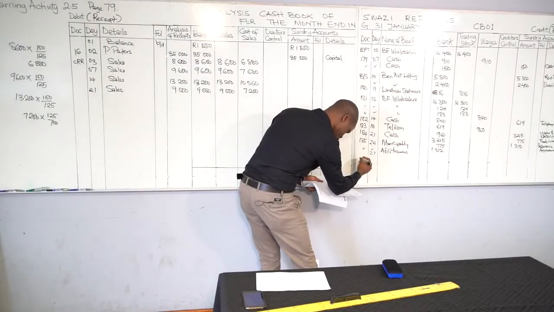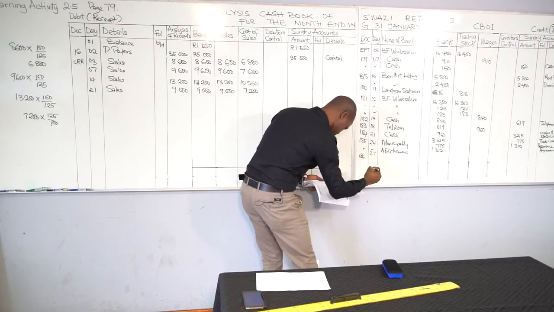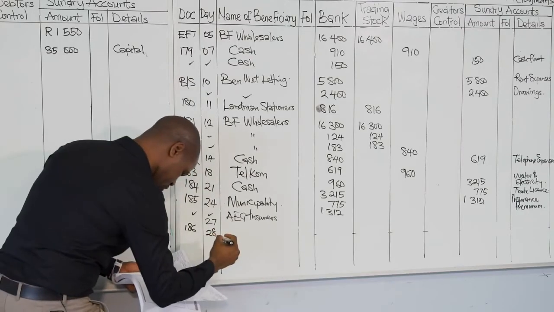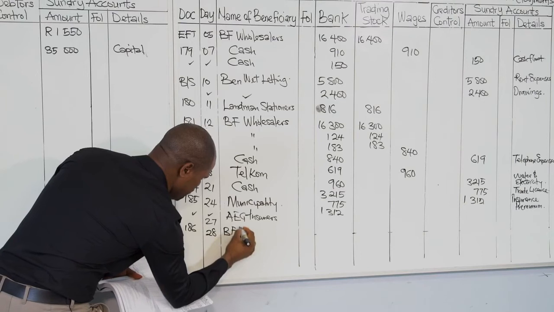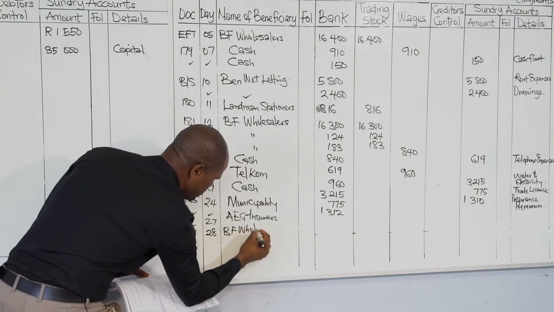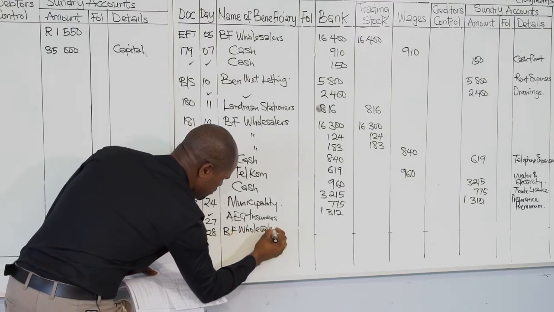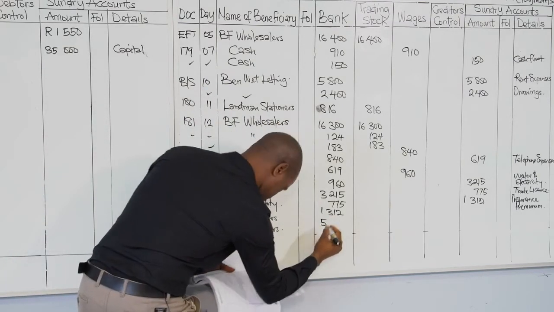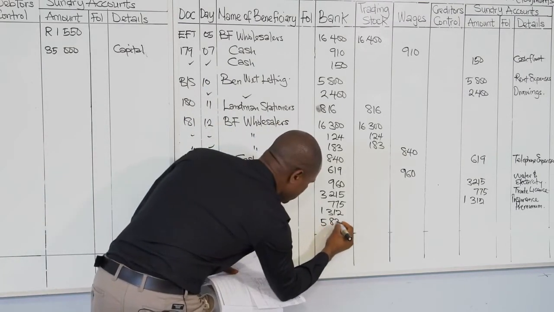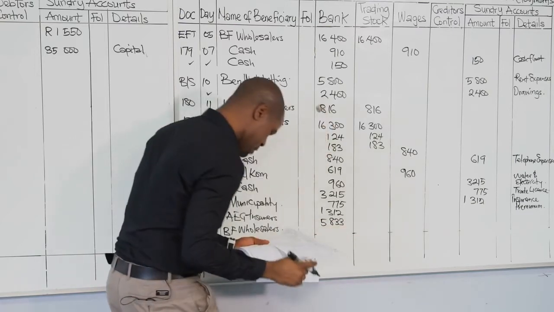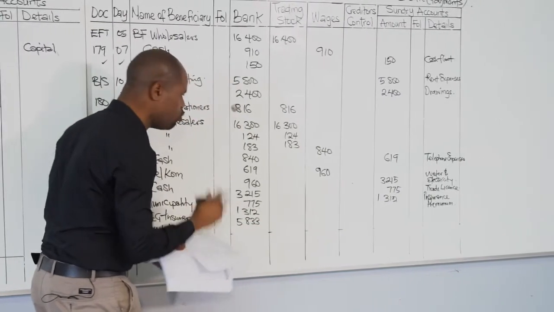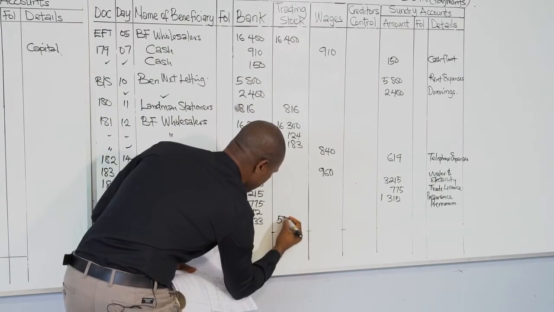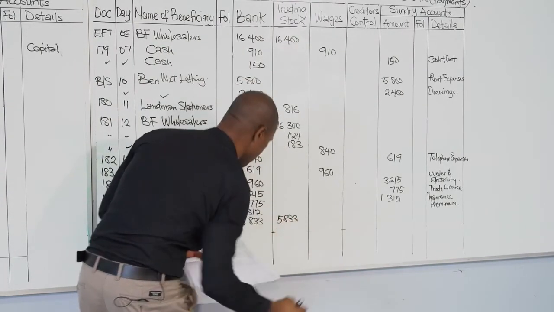The check is 186. The date is 28. The first beneficiary is FB wholesaler. The amount is 5,833. And because this amount is meant for goods purchased, it's going to be trading stock. It goes into the trading stock, 5,833.